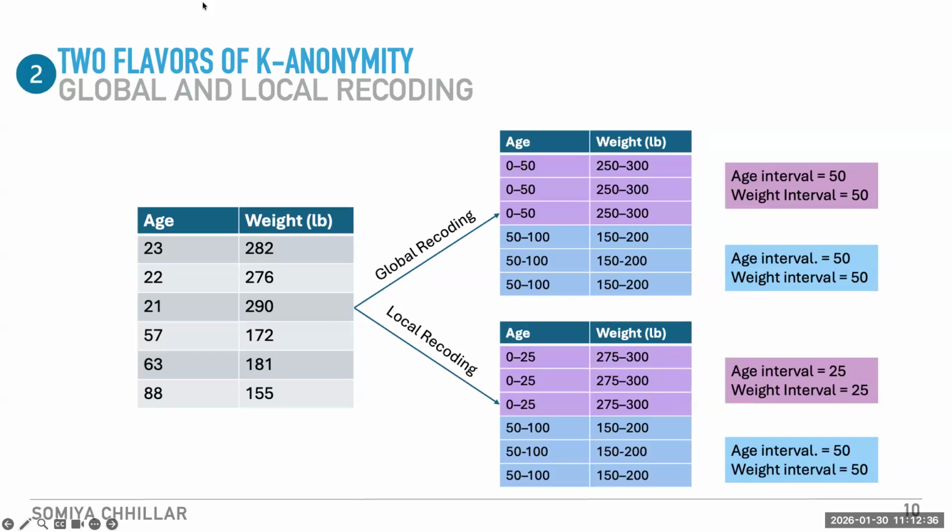And if you look at the weight attribute, every record is generalized to the interval 50 as well. This is coincidental. It could have been generalized to a different interval, but in the same attribute, it is generalized identically. But if you look at local recoding, there's a little more flexibility here. The first three rows are generalized to the interval 25, and the last three rows of age are generalized to interval 50. For analysis, this gives us richer information.